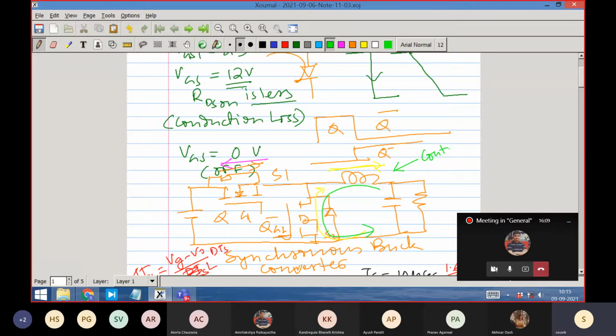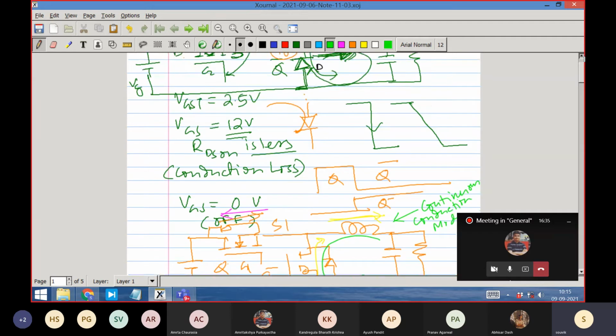The current is never coming down to zero; it stays in continuous conduction mode, irrespective of the value of the load resistance. Load resistance can be anything, because the switches are such that they can take both positive and negative current, and the formula V naught is equal to dVg is always holding good.